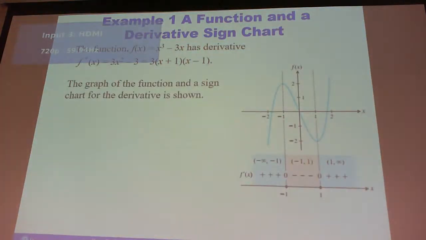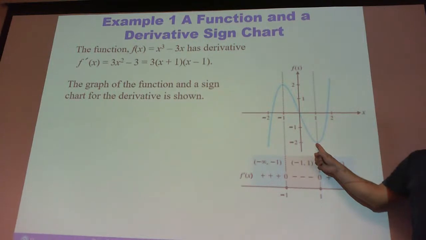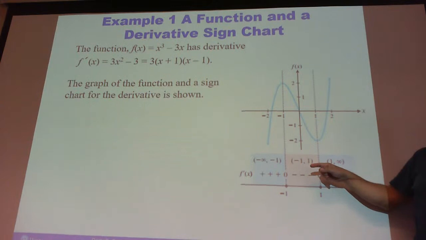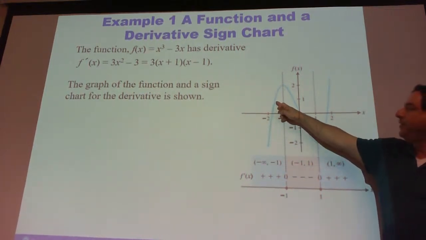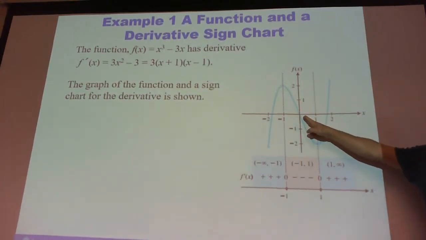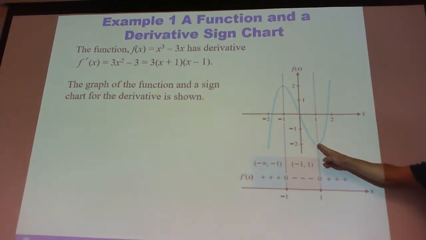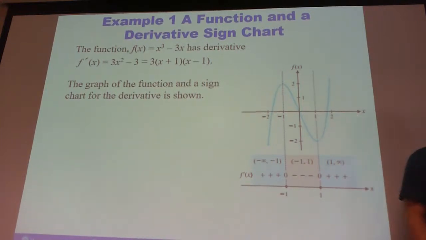Okay? So back to the notes part. What we're learning first of all is that -1 and 1 give us the high and the low point. Everybody got that? But if I plug in numbers here, it's going to be positive because it's increasing. If I plug in numbers here, it's going to be negative because it's decreasing. And if I plug in numbers from 1 on, it's going to be positive because it's increasing. So what does that mean?